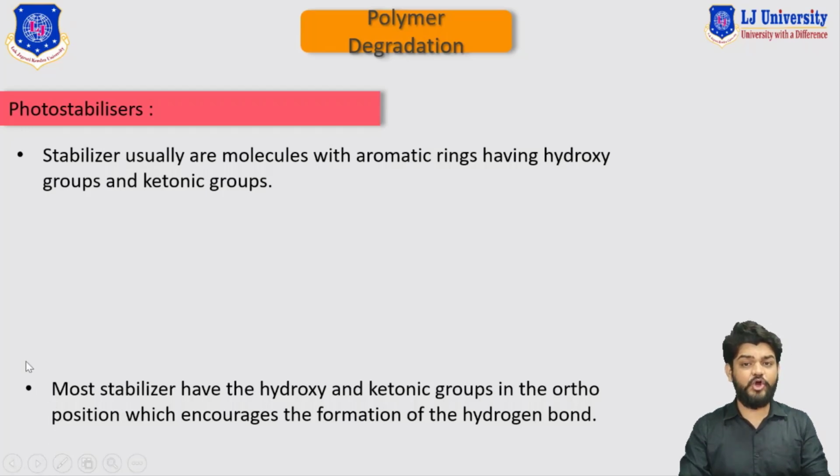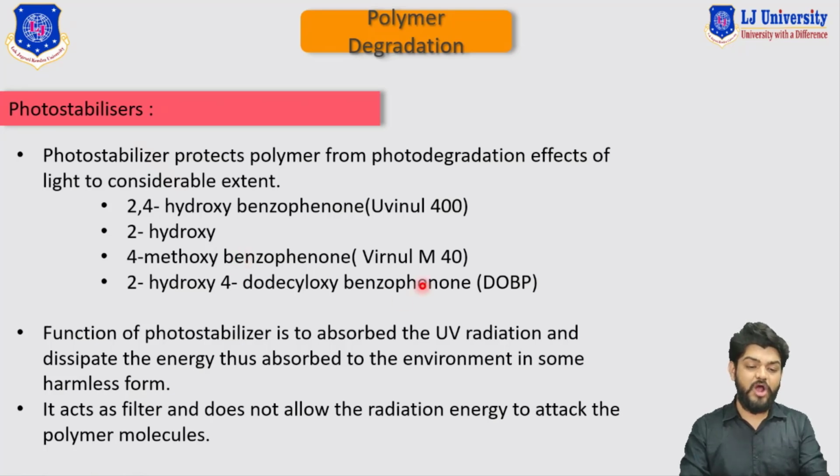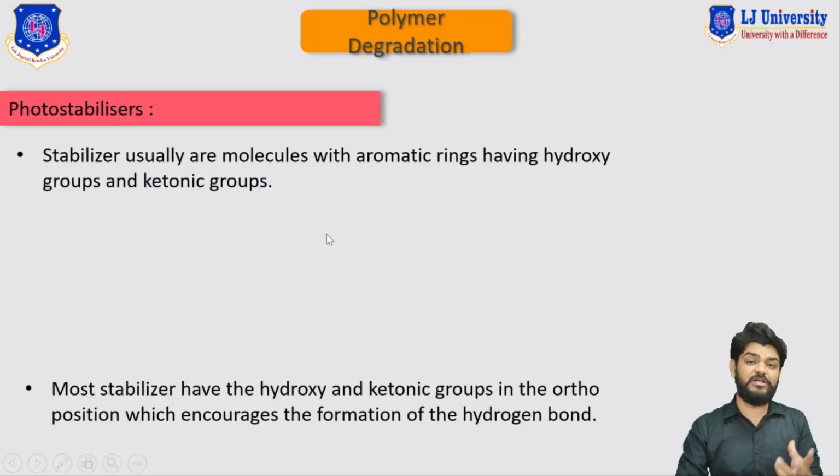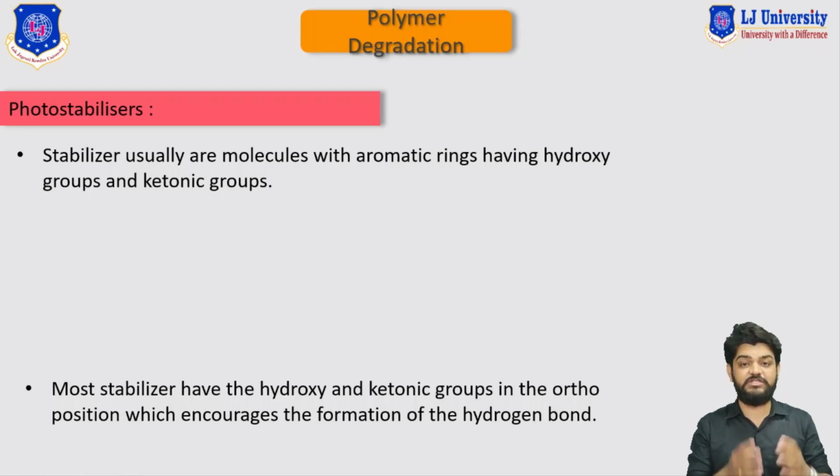As you can see here on the screen, stabilizers usually are molecules with aromatic rings having a hydroxyl group and a ketone group. One thing you must have noticed in the previous slide is that all the examples of photostabilizers are built on the benzene ring, and they have one common group, the hydroxyl. So photostabilizers generally contain one hydroxyl group, that is your OH group, and they also contain a ketone, that is your C double bond O group. Combinedly these are known as the photostabilizer.